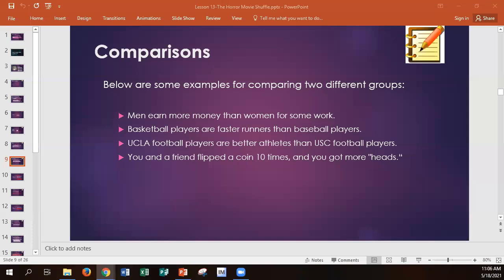Mr. Tai. Basketball players are faster runners than baseball players. What do you think? Real or chance? Ah, Tyrese says chance. Matthew says chance. Evelyn says chance. And then Alexander was saying chance earlier. Okay. All right. What do you guys think? Chance? Chance. Yeah, for sure. Right? Yep. Okay. Let's take a look at the third one.